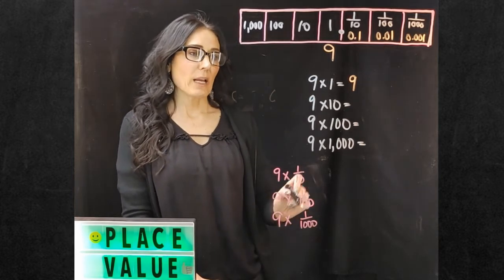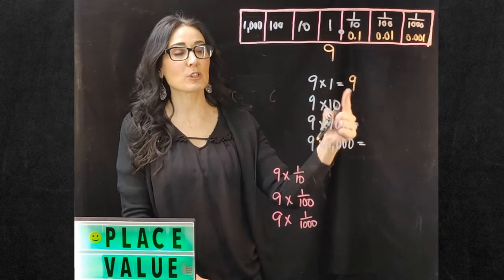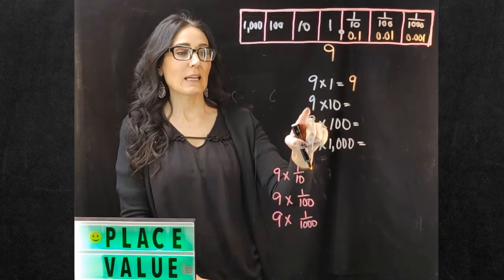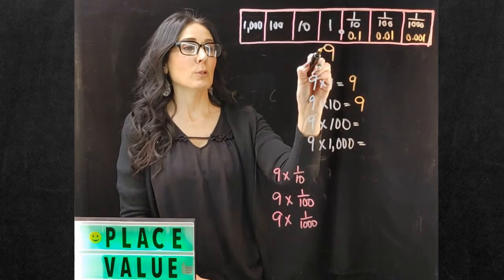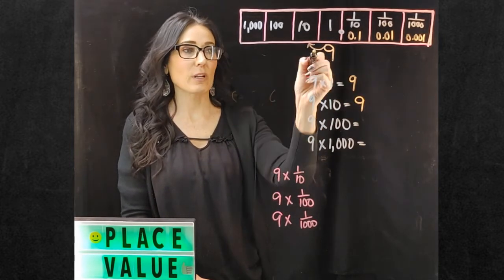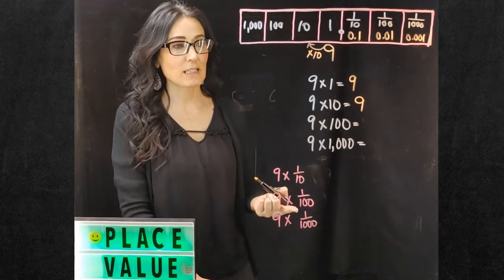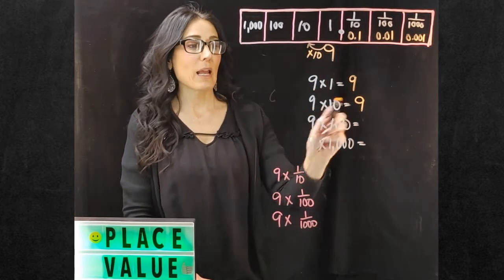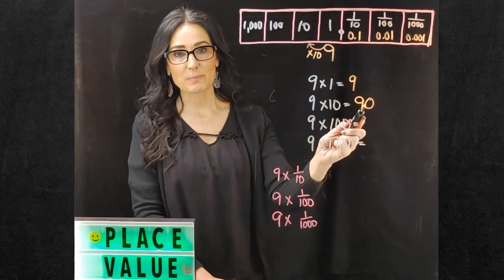But one thing I want to point out is anytime you multiply by a 10, it's going to get 10 times larger. So we know that 9 times 10 is not going to be 9. In fact, we're going to move across the decimal line, and we're going to say that this is 10 times greater because we multiplied by 10. So 9 times 10 would have to be 90, because it needs to show that it's 10 times larger.